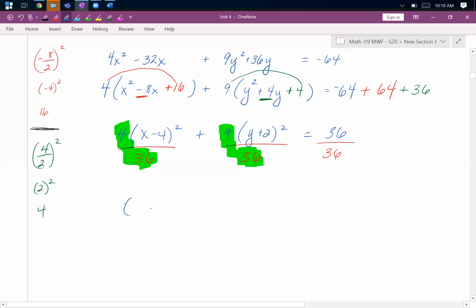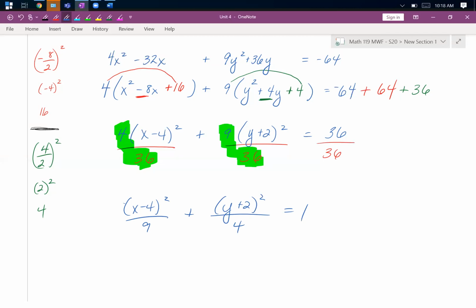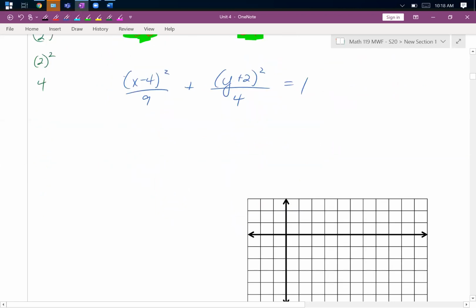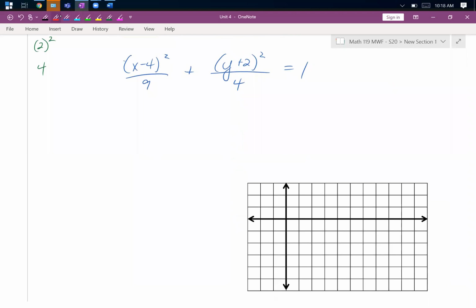We get x minus 4 squared over 9 plus y plus 2 squared over 4 equal to 1. And now we're in our standard form that we can graph our ellipse. Is this going to be long in the x direction or the y direction? X. In our x direction, because we got the big number under the x. Next, we want to identify our center. What's our center going to be? Four, -2. 4, -2.